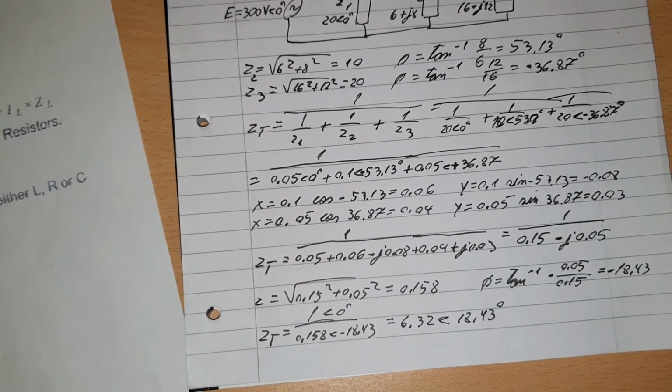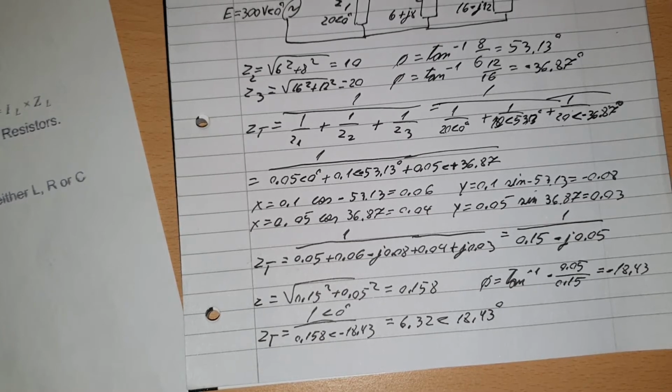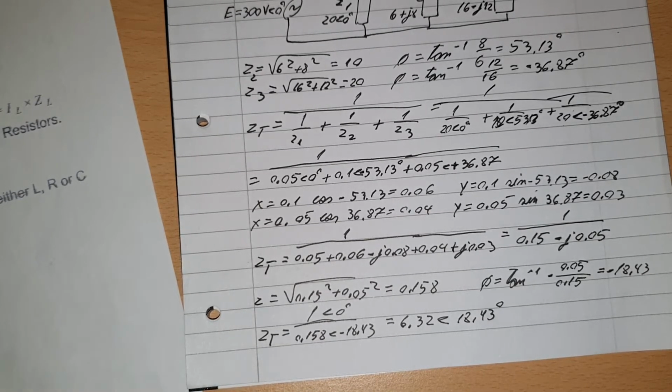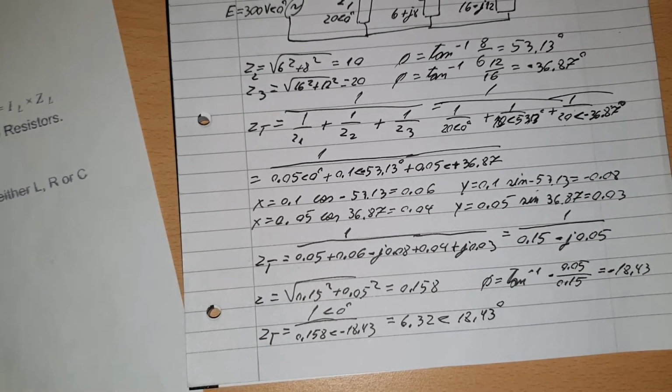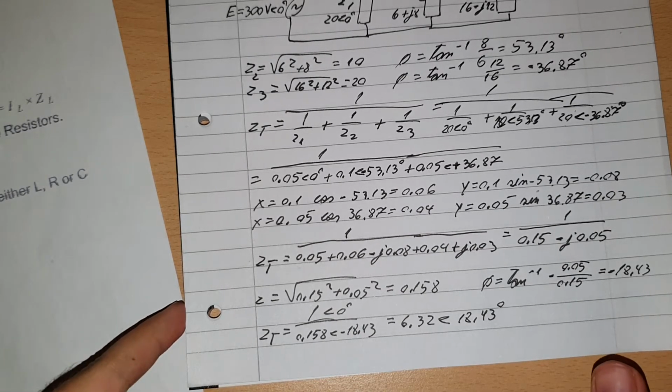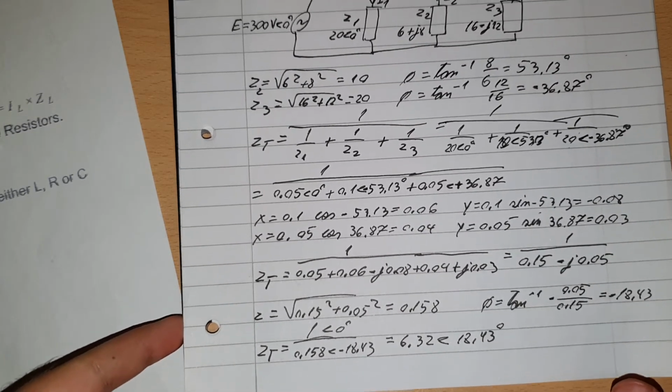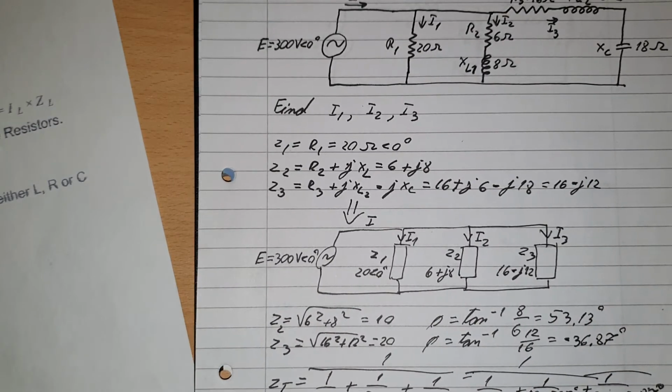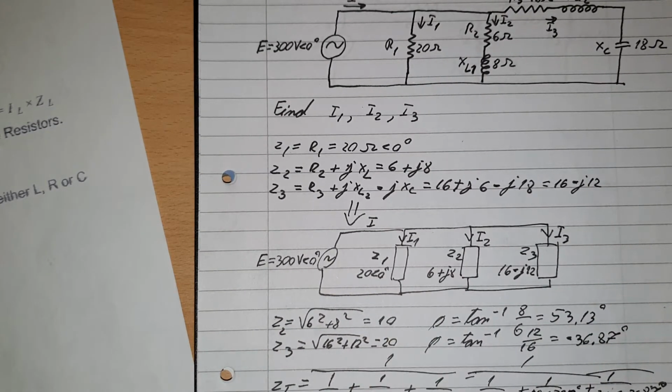That's why you always reverse it. But anyway, we don't have any more space on this page, but we found the total ZT value. Now the only thing left is to find the current I1, the current I2, and the current I3. And also we are going to check with the total current to see if we get the right answer, just to make sure.